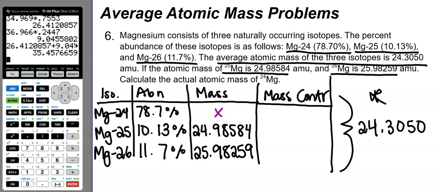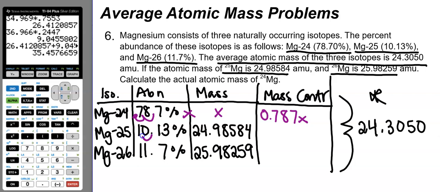We'll calculate the mass contribution for magnesium 25 and for magnesium 26, but then we will leave x in for magnesium 24. So we'll move that decimal point 2 times, just like we always would, but we can't multiply by x. We can just write it out as an algebra expression: 0.787 times x. We'll just leave it unsimplified, 0.787x. That's our mass contribution for magnesium 24.